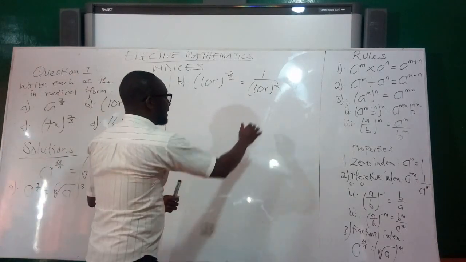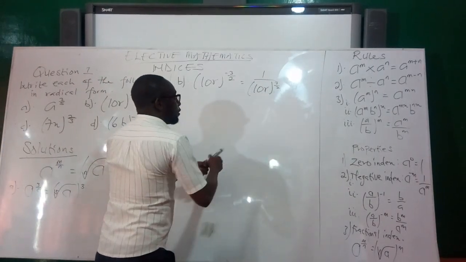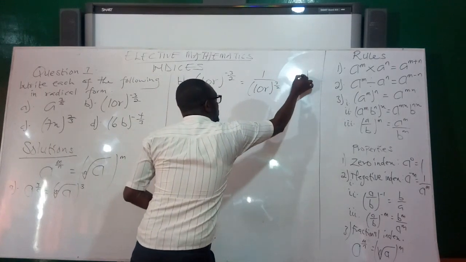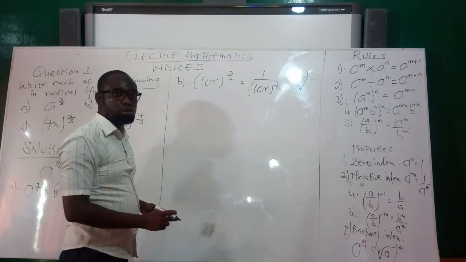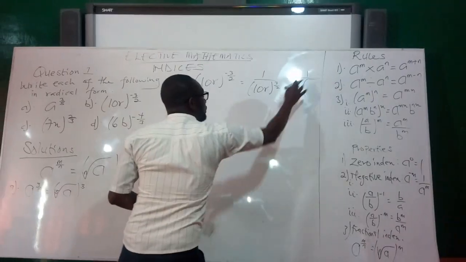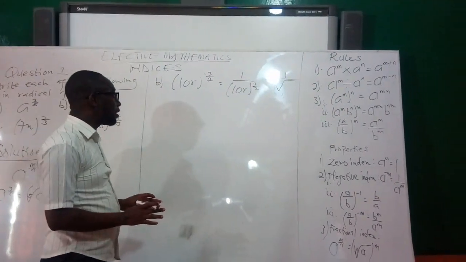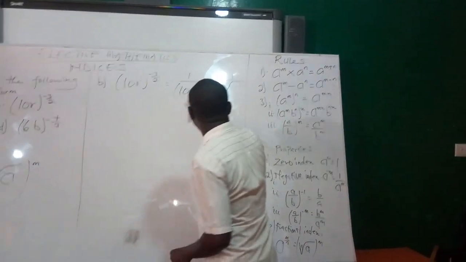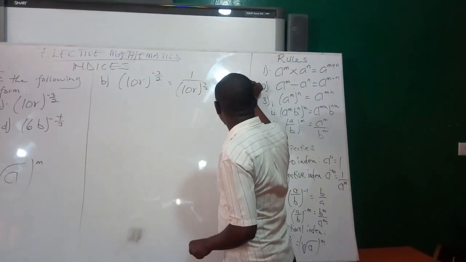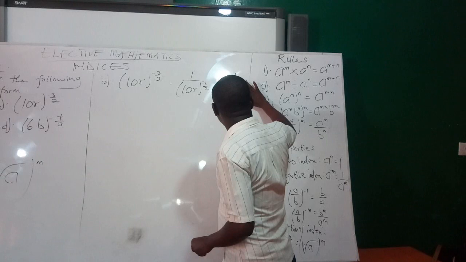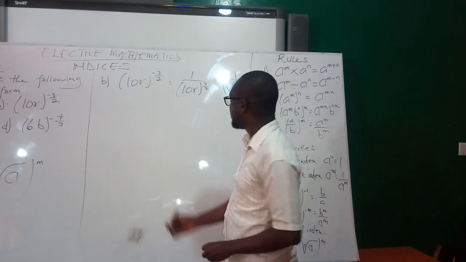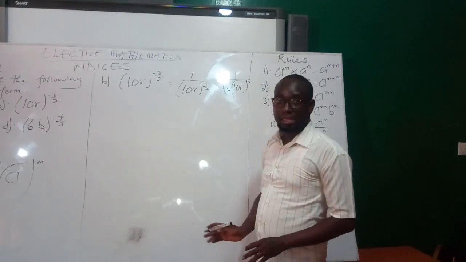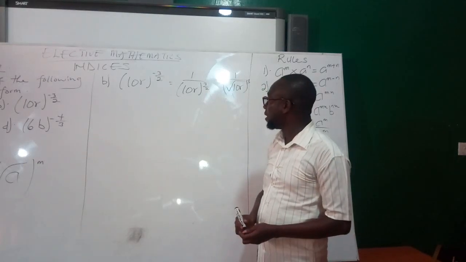Then we have to write this as a radical. So now we can write this as 1 over. Now the denominator is 2, but then this symbol is known as the square root. So it takes away the 2. So you can write this as the square root of 10, then the exponent is 3. So this is how question B is solved.